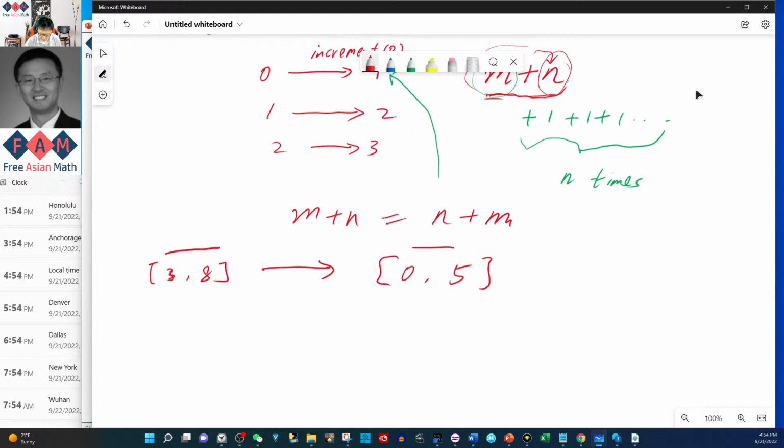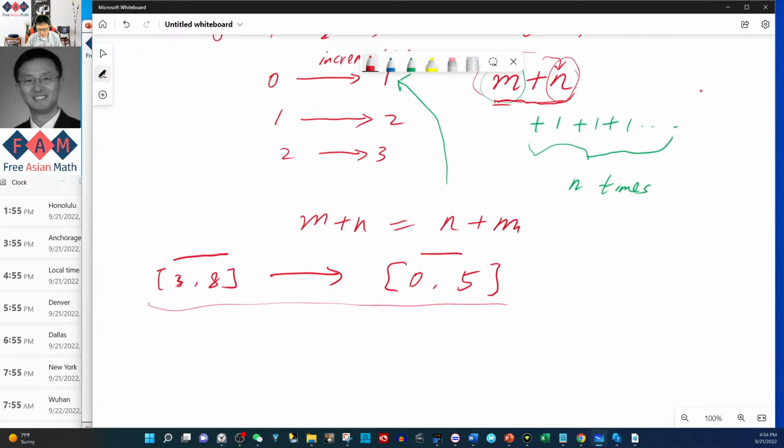Okay, so we do this. But similarly, we can also slide the original 0 to 3 line segment into 5 to 8. How do we know that? Because we actually can count from 5 to 8. That's exactly the same as from 0 to 3. Remember, we know from 3 to 8, that's 5, or from 5 to 8, that's 3.